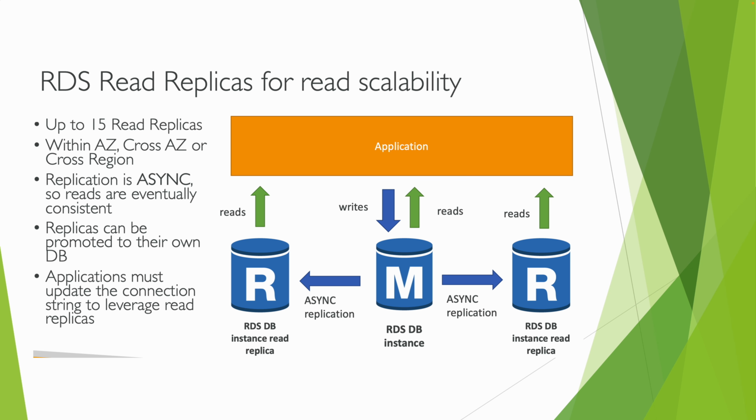So coming to the read replicas. RDS has read replicas for read scalability. We can add up to 15 read replicas to our RDS, either within an availability zone, cross availability zone, or cross region. The replication is async, so reads are eventually consistent.